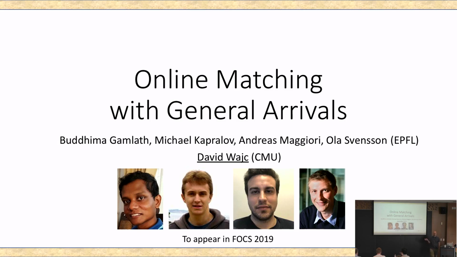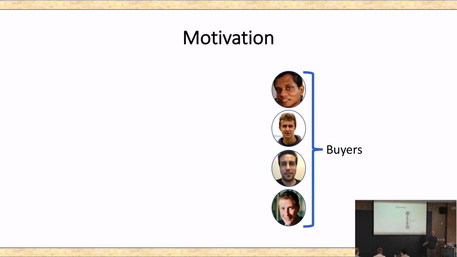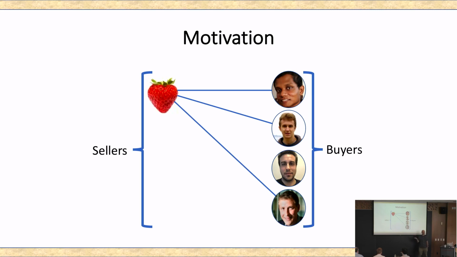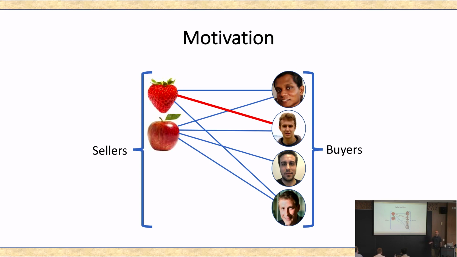Okay, so let's start with the following motivating application. Let's say you have a number of buyers, in this case my co-authors on this paper, and sellers who show up in an online fashion, each of which is interested in selling a perishable item. So first seller shows up, is interested in selling a strawberry, and everyone wants to buy a strawberry except for Andreas, who doesn't care for them. So maybe we'll sell the strawberry to Michael. Another seller shows up, is interested in selling an apple, who doesn't like apples. So maybe we'll sell this apple to Ola.